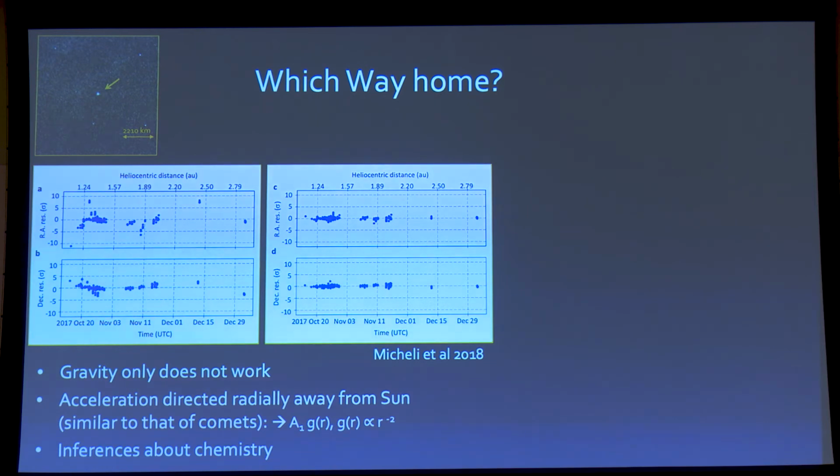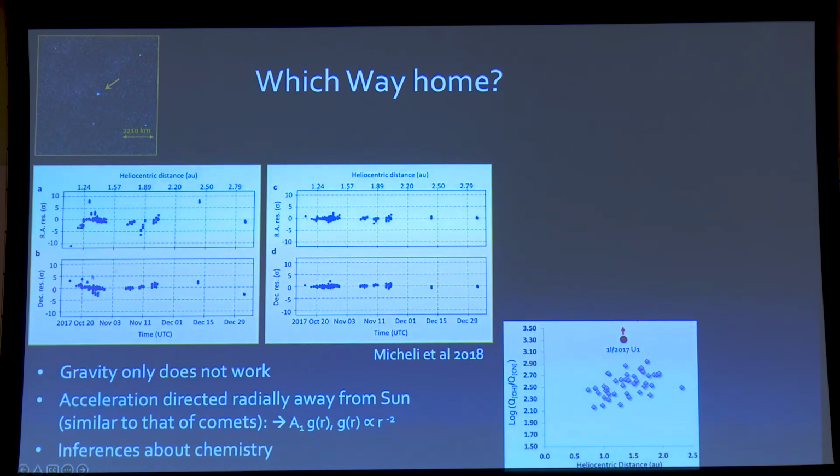However, from the acceleration, you can model how much water there should have been, or CO or CO2, and there were upper limits on CN that were placed from the observations earlier. And from that, people inferred that this had a bit of an unusual possible ratio of water to CN, which placed it distinctly different from solar system comets, maybe a hint of a different chemistry.